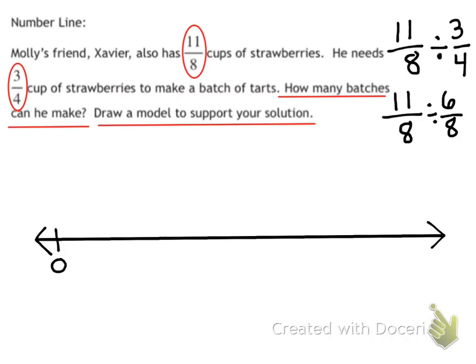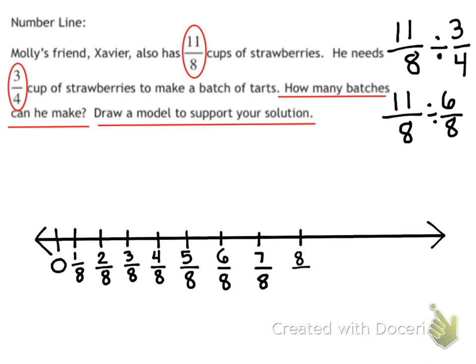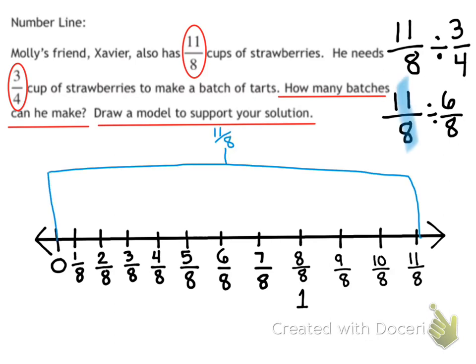We always start at 0. And because it's out of 8s, I'm going to increase my diagram by 8s. 1/8, 2/8, 3/8, 4/8. And I'm going to keep going until I hit 11/8. But I do want to stop right here at 8/8 to point out that that is one whole. And I'm going to keep going because this is an improper fraction. 9/8, 10/8, 11/8. I just showed you 11/8. Now, I want to see how many groups of 6/8 there are in 11/8.